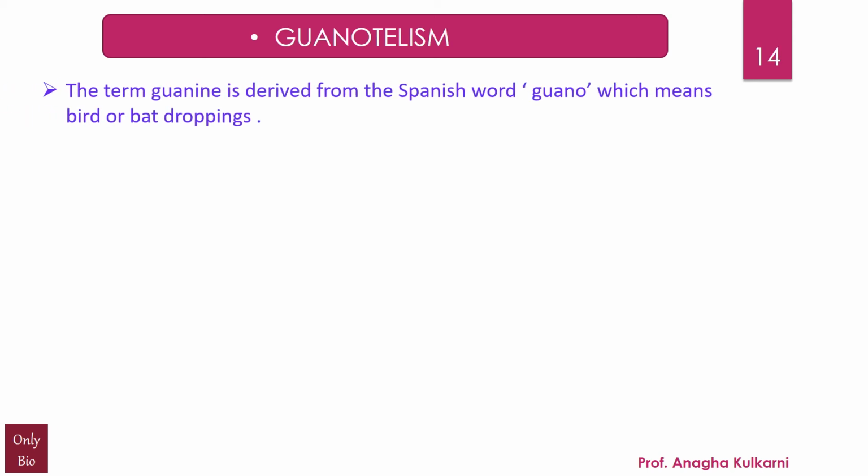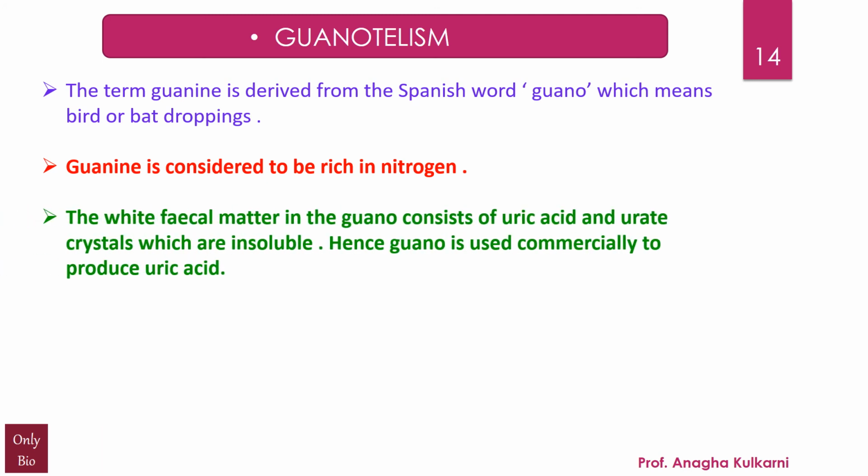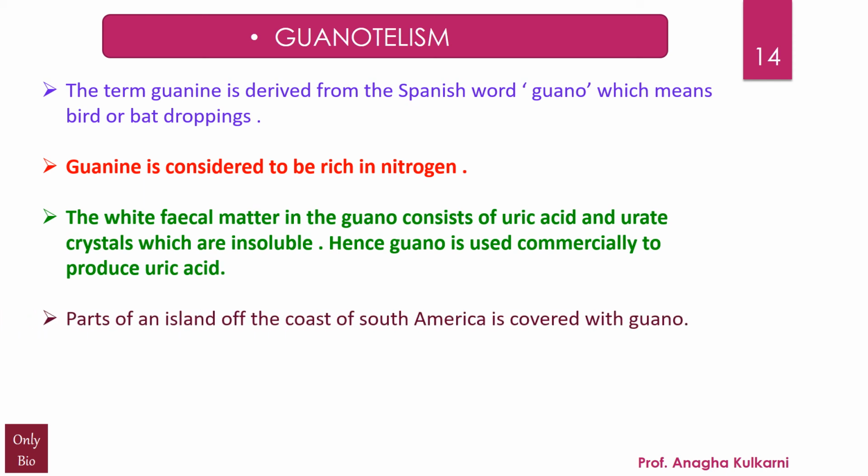The term guanine is derived from the Spanish word guano, which means bird or bat droppings. Guanine is considered to be rich in nitrogen. The white fecal matter in the guano consists of uric acid and urate crystals which are insoluble. Hence, guano is used commercially to produce uric acid. Parts of an island off the coast of South America are covered with guano. You wouldn't imagine, but literally people are appointed to break down these guano deposits so that they can extract uric acid from the same.